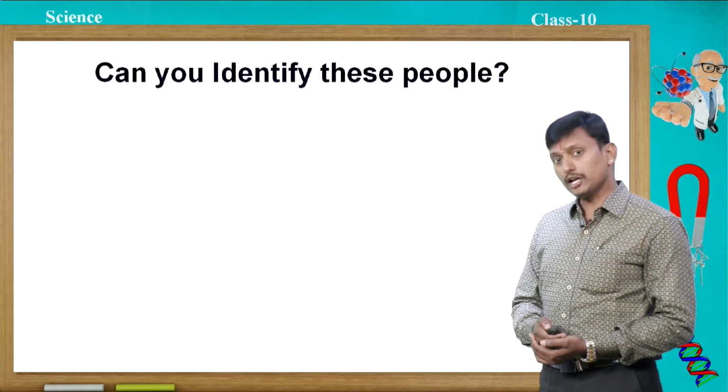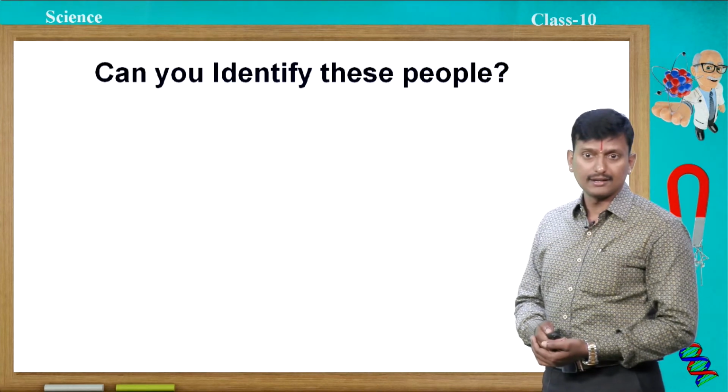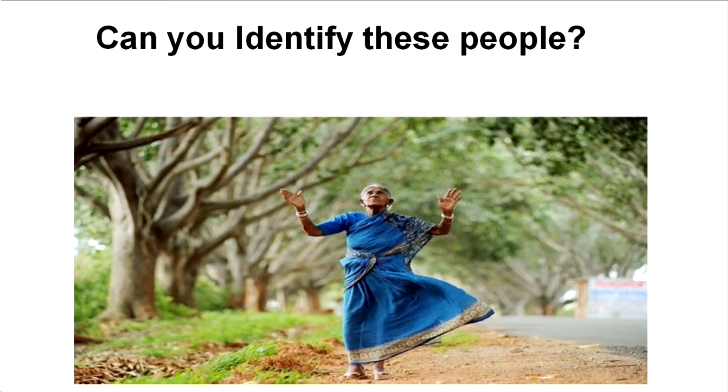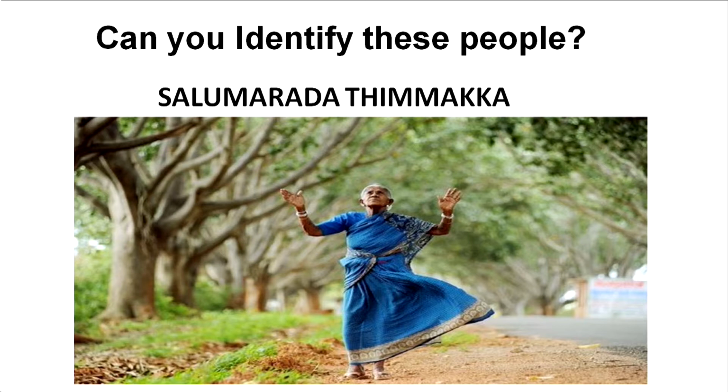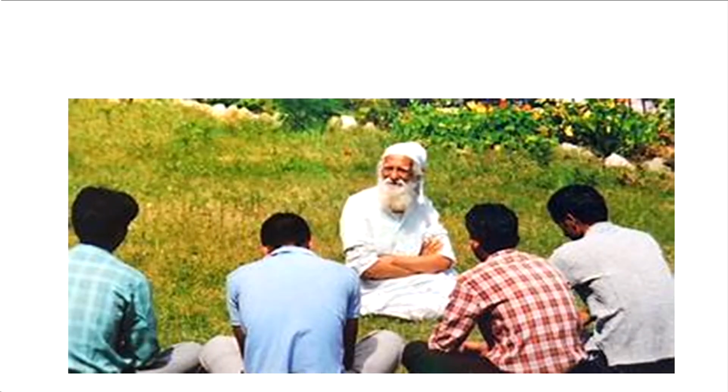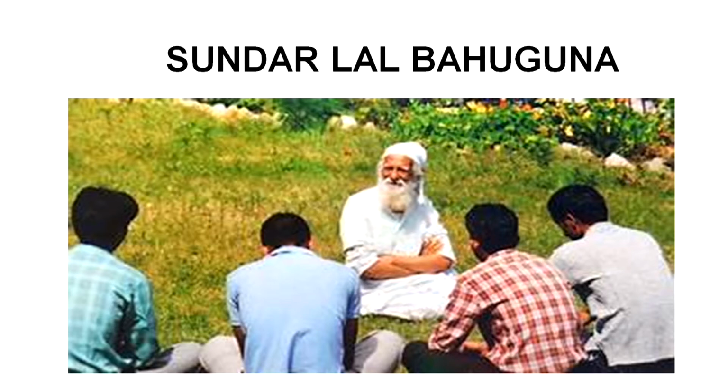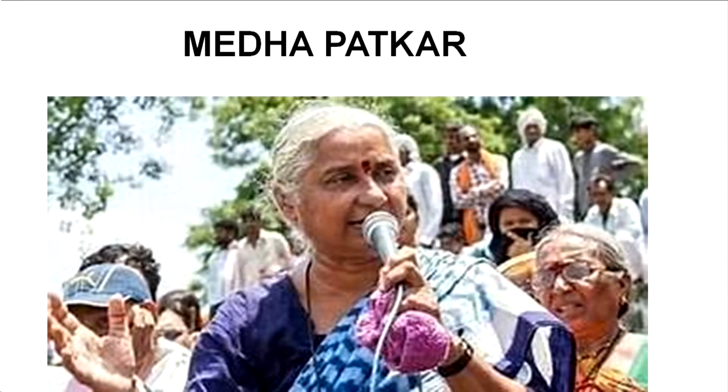Students, can you identify these people? Who is she? Yes, she is Saalumarada Thimmakka. Who is he? He is a great person. Yes, he is Sundarlal Bahuguna, who is the main person in the Chipko movement. Who is she? She is Medha Patkar, a leading figure in the Narmada Bachao movement.